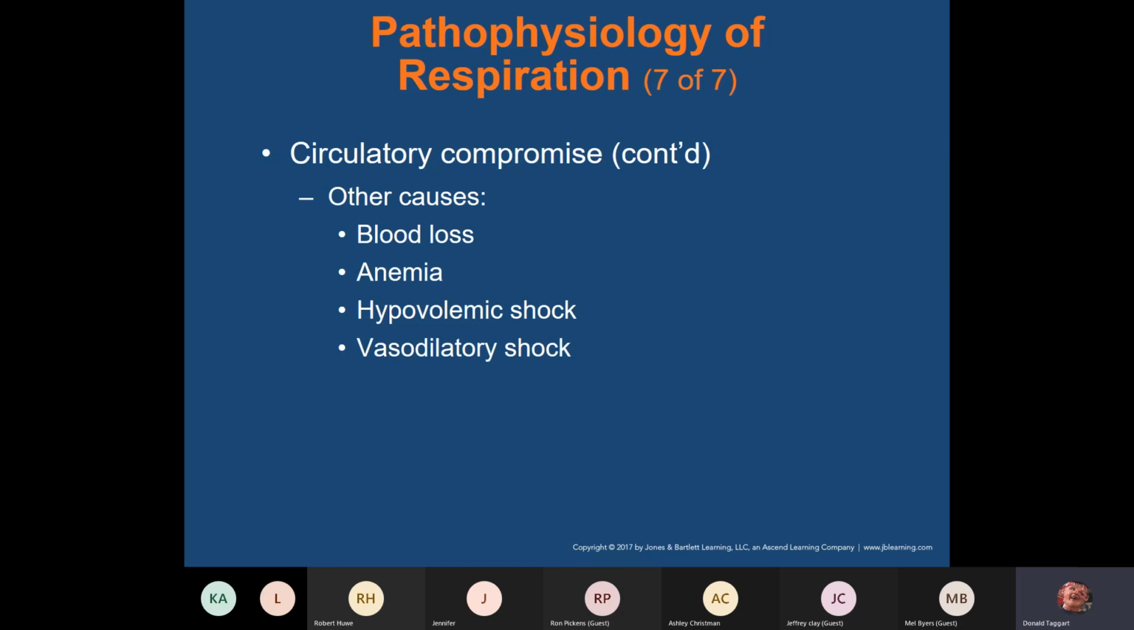Okay, blood loss. Again, this is something you guys can fix, hopefully, if it's not an internal bleeding. Blood belongs in the body, not out on the sidewalk. Airway, breathing, and circulation. You guys need to stop bleeding.